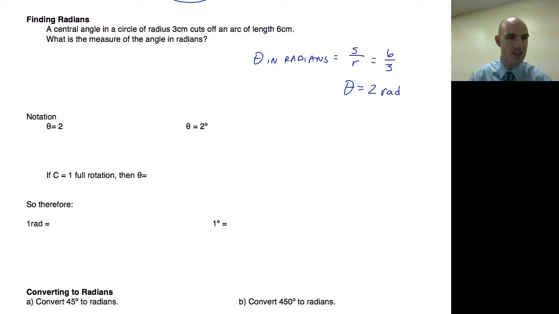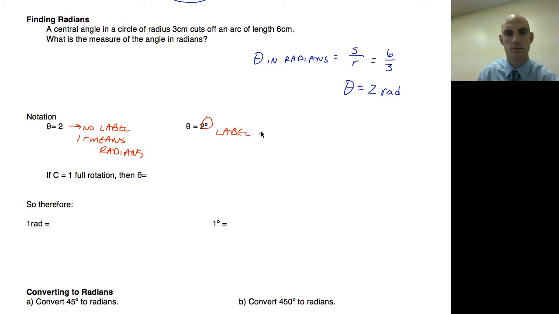This brings me to a notational issue. If theta equals 2, with no label, it means radians. If it has the label of degrees, it is degrees, obviously.